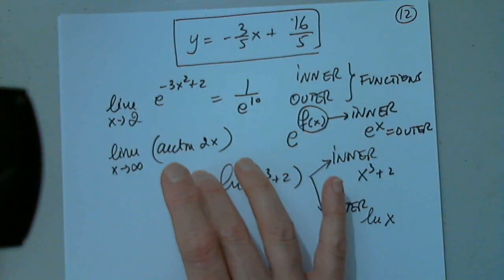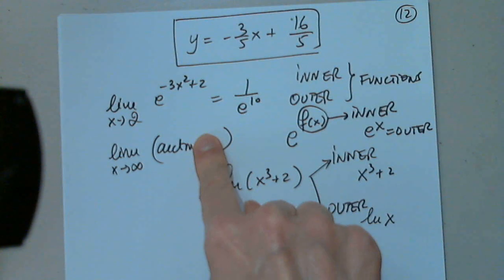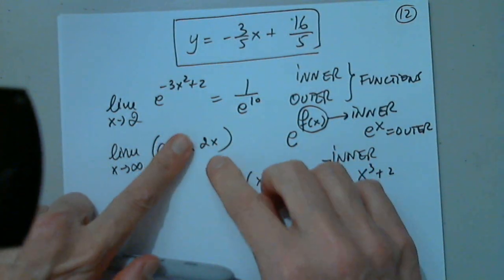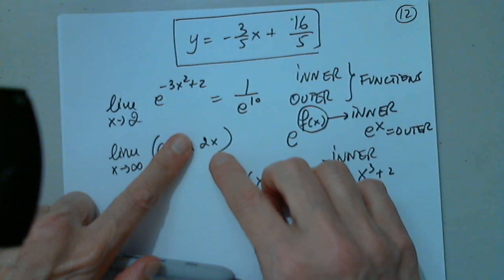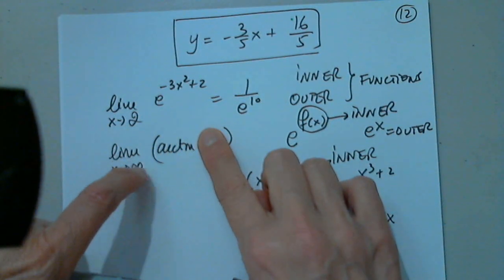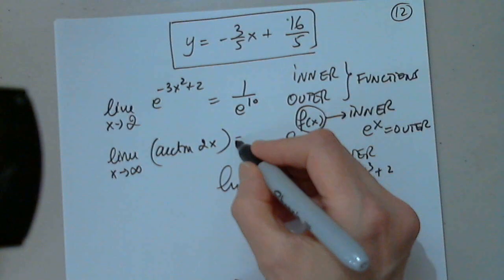Again, the same thing here. When I'm asked to find this limit, first I will look for the inner. I will plug in infinity in the inner. When I plug in infinity in the inner, what do I get? Infinity. Perfect. And what is the arctangent of infinity? What does it equal to?